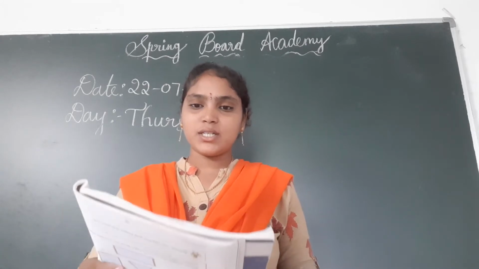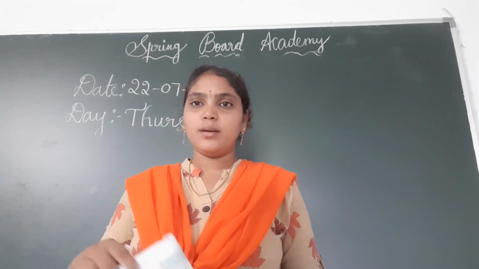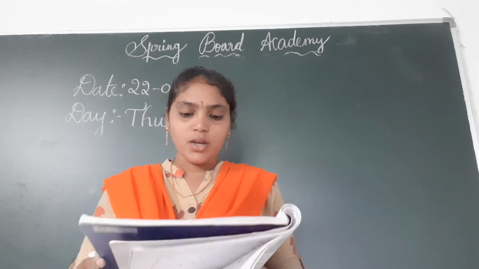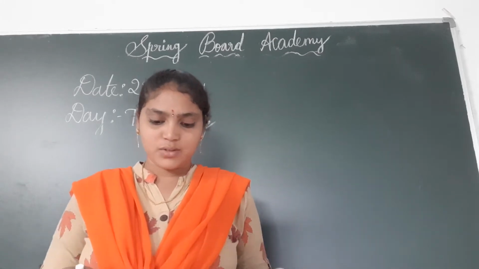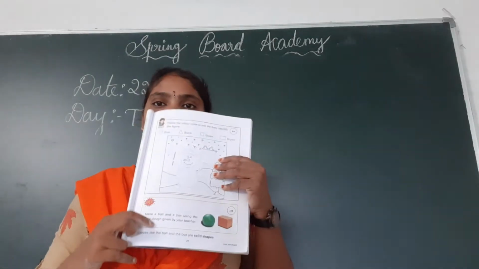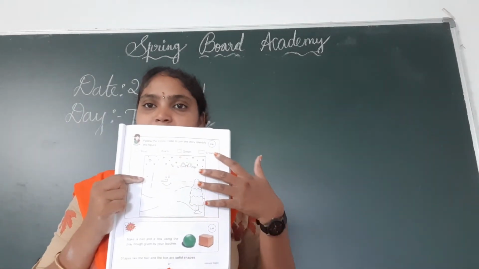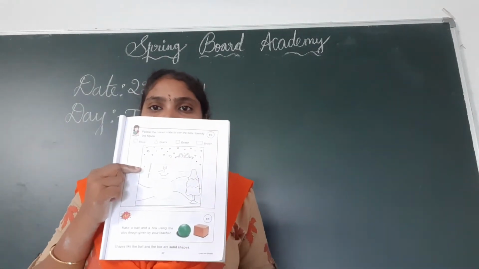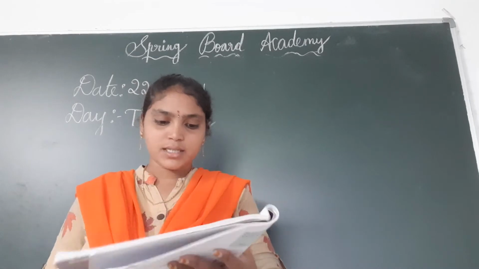So in the previous session we had completed up to page number 27, children. Now everyone open page number 27. On page number 27 we had already completed this activity. Here is given one Pep activity, so observe this.